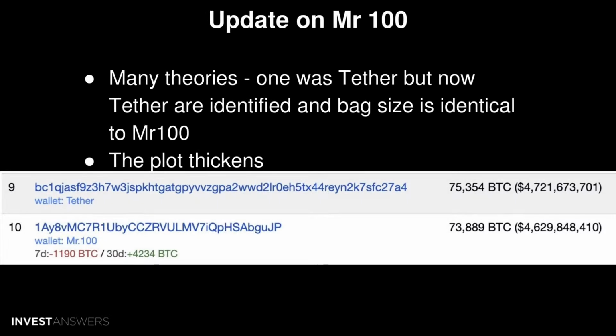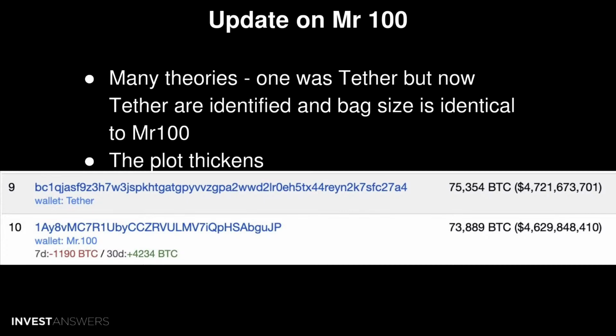So quick update on Mr. 100. And I know the plot thickens and everybody's like, oh, Mr. 100 is just a cold wallet from Upbit. I know. But anyway, there were many theories on this. One of them was Tether was Mr. 100. Now, all of a sudden, Tether is marked as wallet number 9. And the bag size a week ago was identical. The Mr. 100 and Tether had exactly 73,000 Bitcoin each.